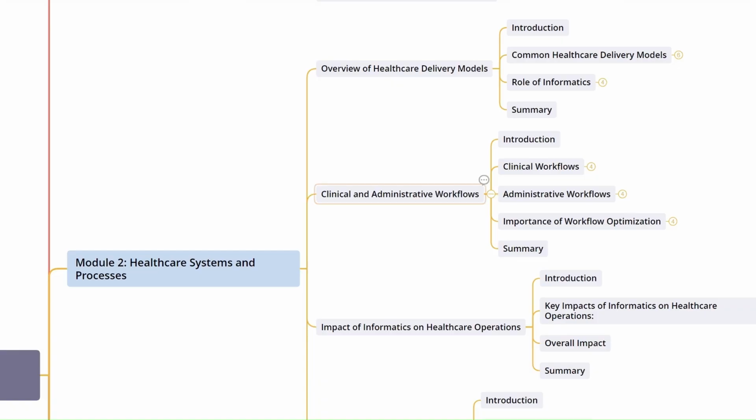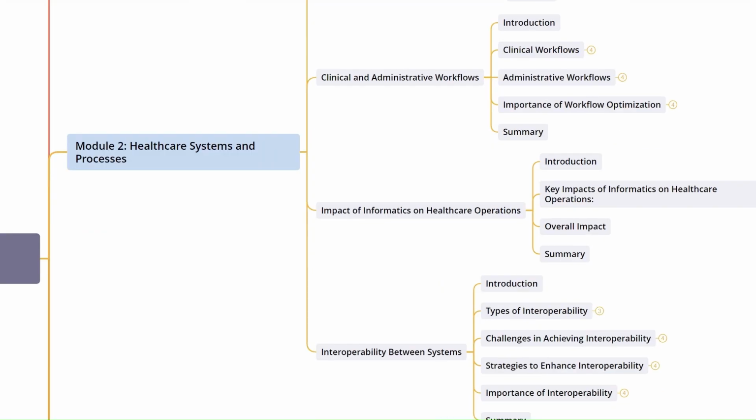Next, clinical and administrative workflows. Healthcare environments thrive on complex workflows. This module introduces the dynamics of both clinical and administrative processes and the role of informatics in optimizing these workflows. By automating and streamlining tasks, health information systems can reduce bottlenecks, minimize errors, and improve service delivery timelines, which are essential for effective patient care and resource utilization.